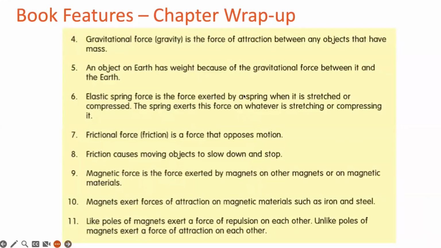Each of these types of forces is defined. Gravitational force is the force of attraction between an object that has mass and an object on Earth. It has weight because of the gravitational force between the object and the Earth. An elastic spring force is the force exerted by a spring, whether it is stretched or compressed. And the spring exerts this force on whatever is stretching or compressing it.